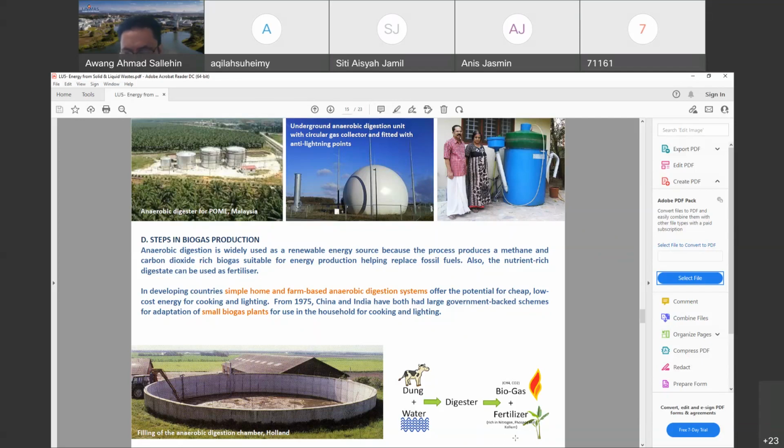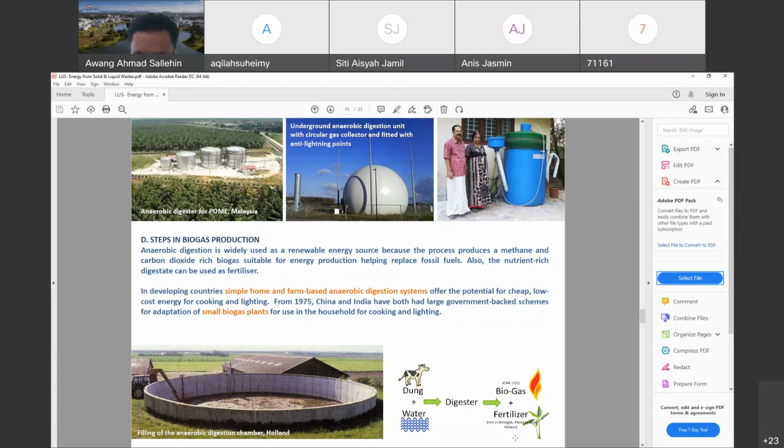helping in supplementing or replacing the use of fossil fuel. And then the byproduct, the nutrient-rich digested residual sludge, can be further used as a source of biofertilizer that is rich in nitrogen, phosphate, as well as potassium. So normally in developing countries, simple home and farm-based anaerobic digester systems are available that offer the potential of cheap, low-cost energy for cooking and also lighting.